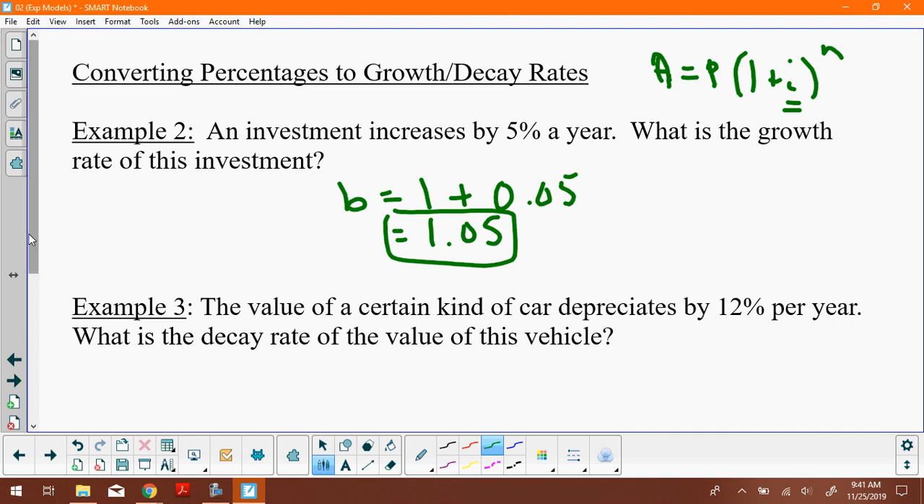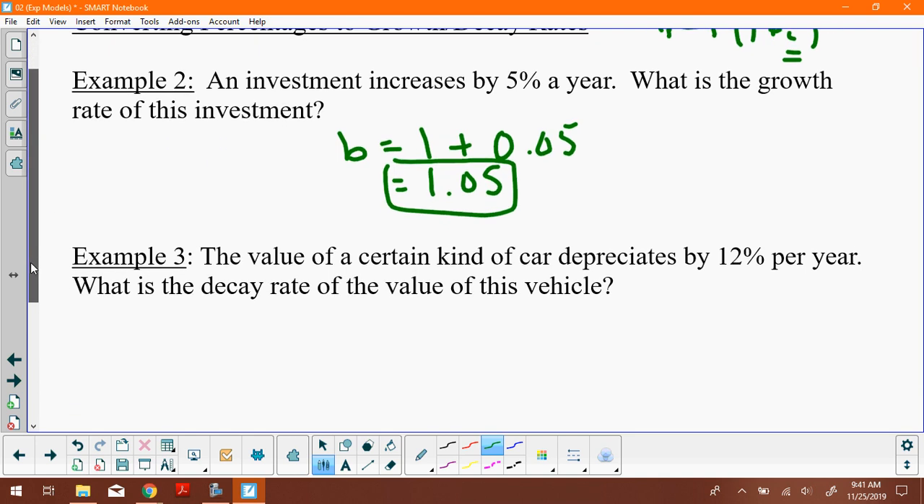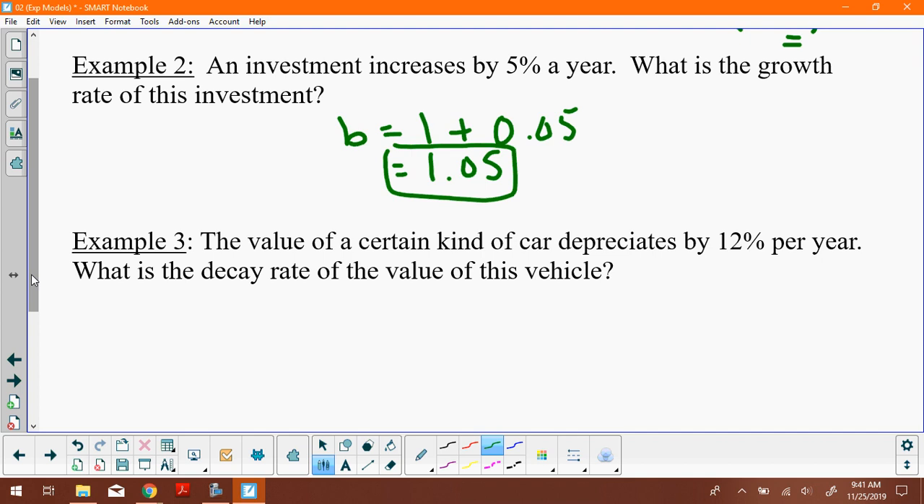Okay, so similarly, for example 3, the value of a certain kind of car depreciates by 12% per year. What is the decay rate? It's the exact same thing, except we don't have growth, we have decay. So to determine my value of b, I still start with the 1, 100%, but I'm losing 12%. So I'm going to subtract 12%, and that leaves me with 88, or 0.88.